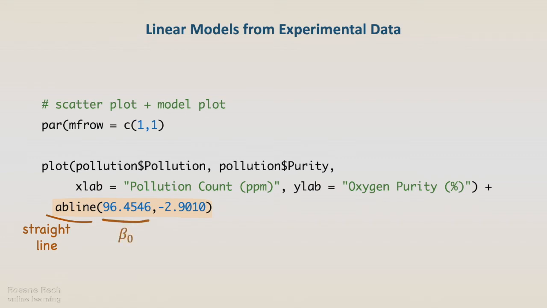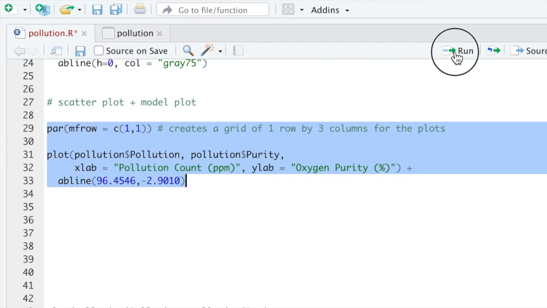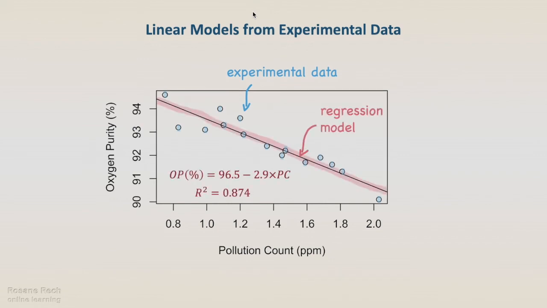The first argument is the intercept, beta 0, in our example 96.4546, and the second argument is the slope, beta 1, negative 2.9010. Those are the values that we calculated previously. Let's run and analyze the output. The resulting plot shows the experimental data and the regression model.